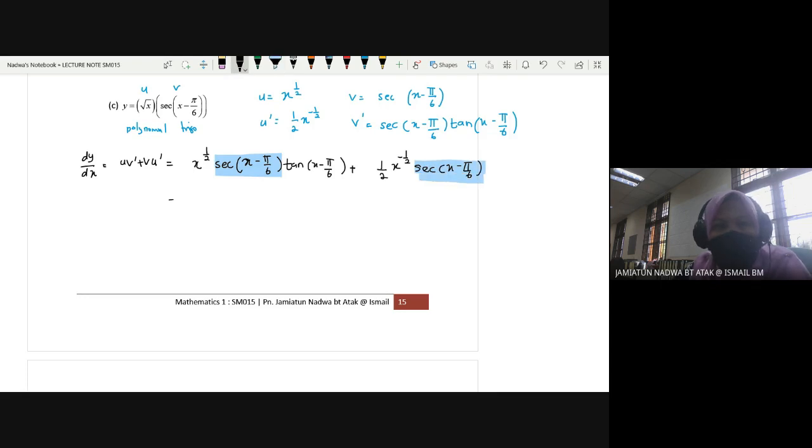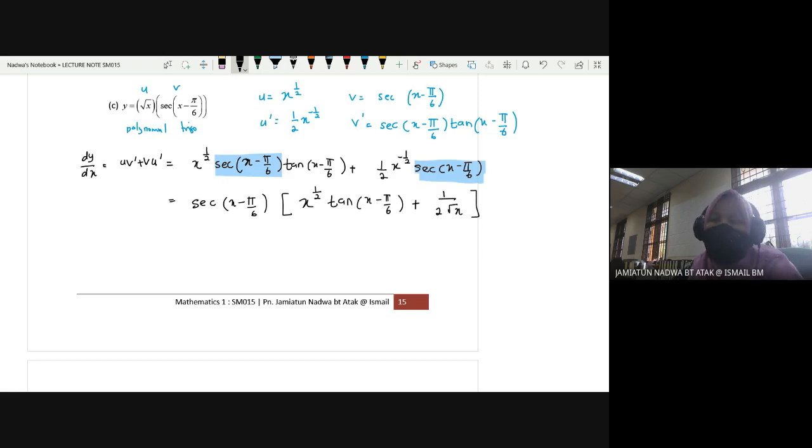So what we're going to do is we can factorize our apple. So secant x minus pi over 6. Okay, kita tak boleh keluarkan x to the power of half terus macam tu sebab x to the power of half tu belong to this one. Dekat sini adalah x to the power of negative half. Boleh nak keluarkan tapi keluarkan x to the power of negative half lah. Tak apa, kita buat satu-satu dulu. So kita dah keluarkan yang warna biru tu. It left us with x to the power of half tangent x minus pi over 6 plus 1 over 2 square root x.